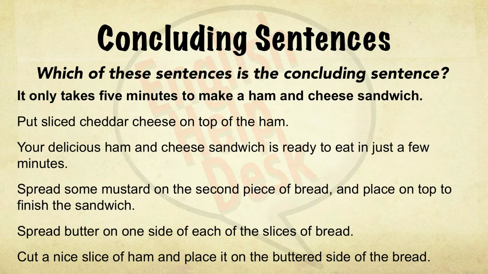So here we have an example of a process paragraph. However, all the sentences are in the wrong order. Our topic sentence is the first sentence. It only takes 5 minutes to make a ham and cheese sandwich. Which of these sentences is the concluding sentence?